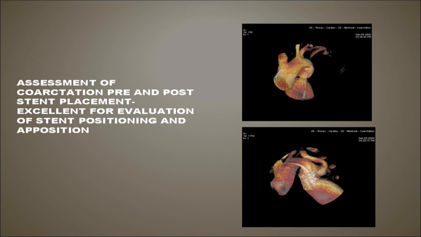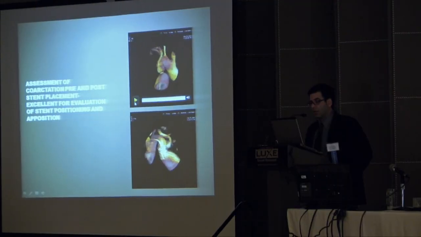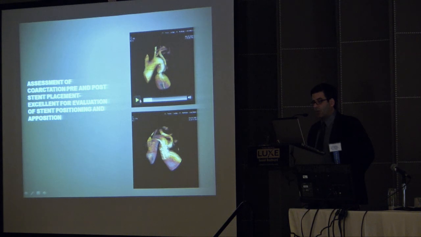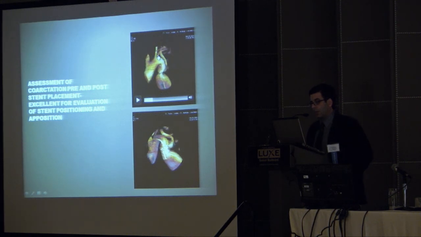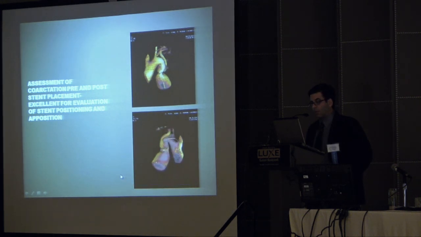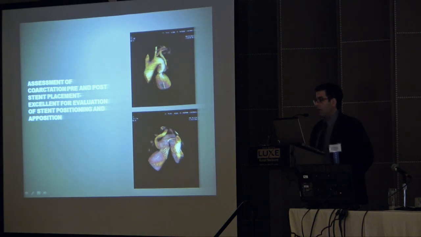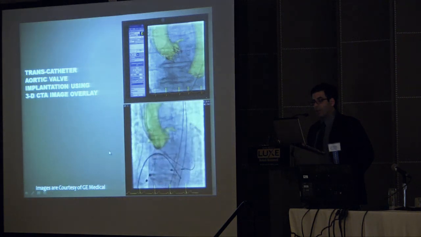Here's an example of a very complex arch, very complex coarctation, just distal to the left subclavian here, with a highly aneurysmal descending aorta and an aorta that's essentially kinked on itself. And then here's the result after stenting. And we can really get a nice appreciation for what our stent is doing and whether we're in any way compromising the integrity of the vessel.